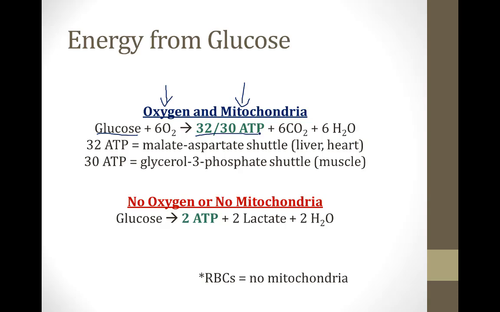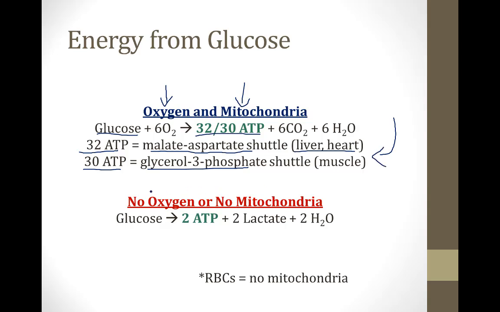The reason some cells make 32 ATPs from glucose and others make 30 is because it depends on which shuttle is used for oxidative phosphorylation. 32 ATPs can be produced when the malate aspartate shuttle is used for oxidative phosphorylation, and this is the shuttle that's commonly used in the liver and in the heart. In muscle tissues, a different shuttle is used called the glycerol 3-phosphate shuttle, and via this shuttle, only 30 ATPs are produced from glucose and glycolysis. And I talk about both of these shuttles in more detail in the video on oxidative phosphorylation.